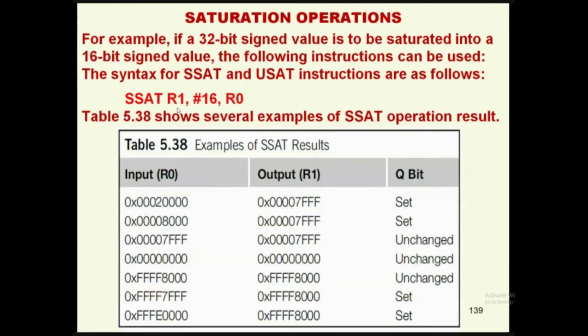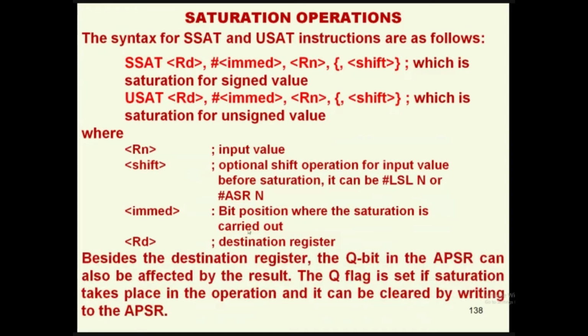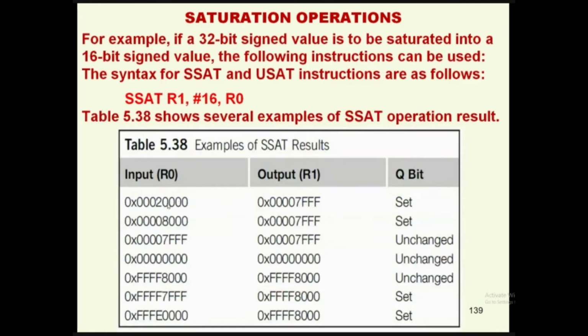So in the table, if you see, R0 contains 0002 0000. So #16, what do you mean by #16? The 16th bit is the saturation. That is what you can see. Hash means the bit position where the saturation is carried out. So here we have to saturate in the 16th bit. So this is the 16th bit. So the R0 value is here, but saturation should happen in the 16th bit.